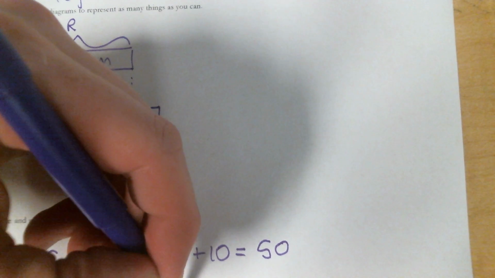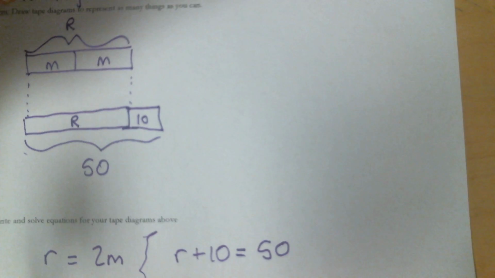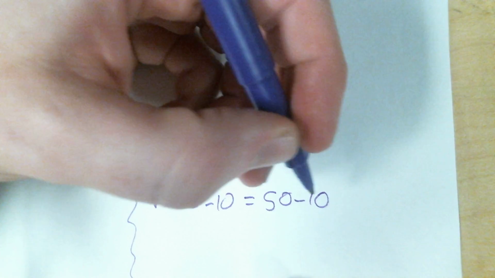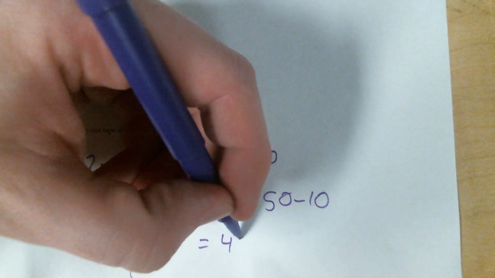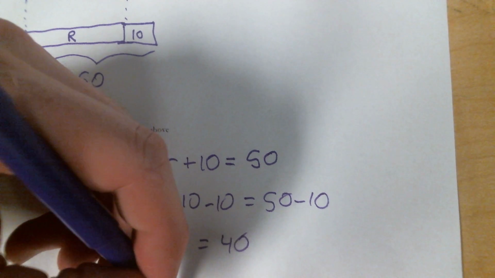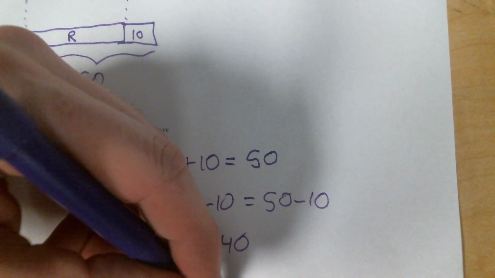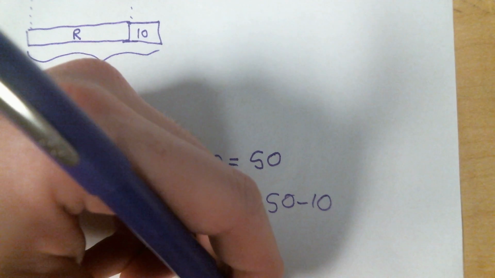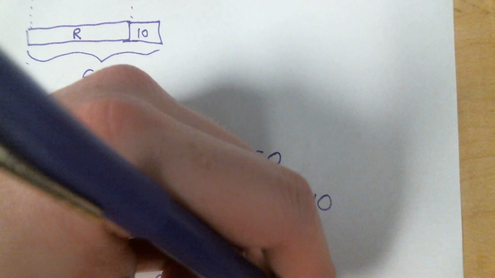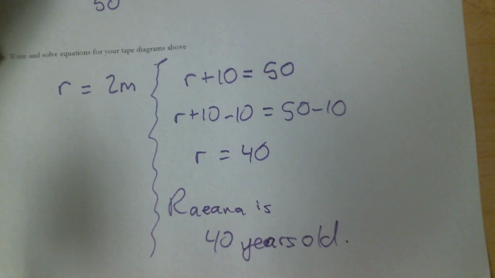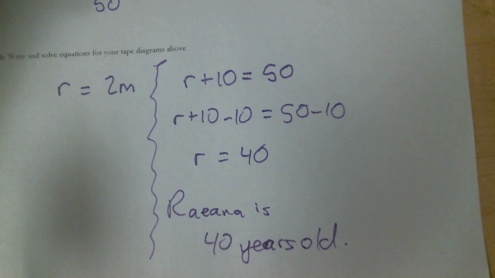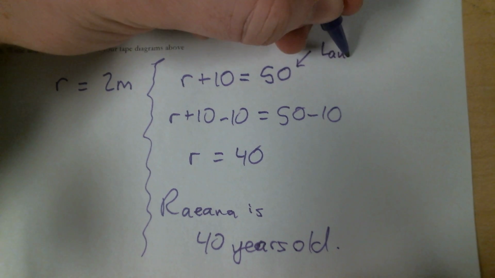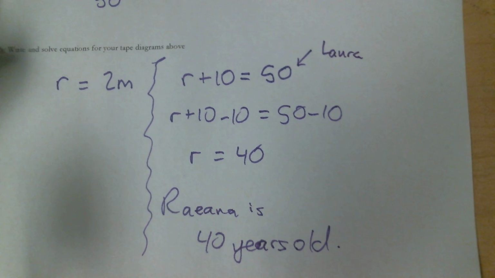So it looks like R plus 10 minus 10. If I take away 10 from this side, I have to do the exact same thing to the other side. So it's actually R equals 40. So that means I know Raina is 40 years old. So far I've got that much, right? And that makes sense, right? Because Laura's got to be 10 years older than her. If she's 40 and Laura is 50, that's a 10-year difference. That makes sense.